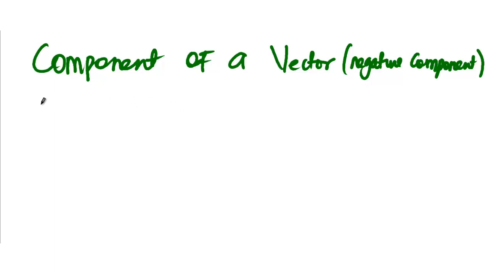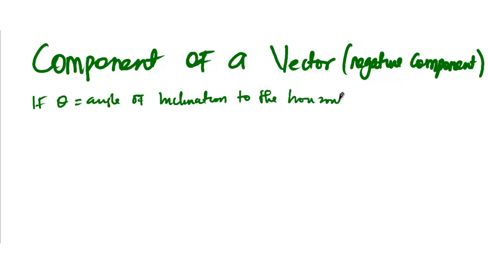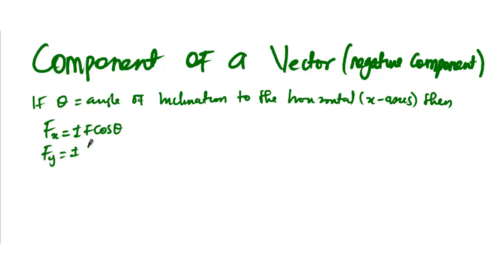But before I move on, if theta is your angle of inclination to the horizontal, that's the x axis, then F subscript x is equal to plus or minus F cos theta. And F subscript y is equal to plus or minus F sine theta. Now there's a condition.